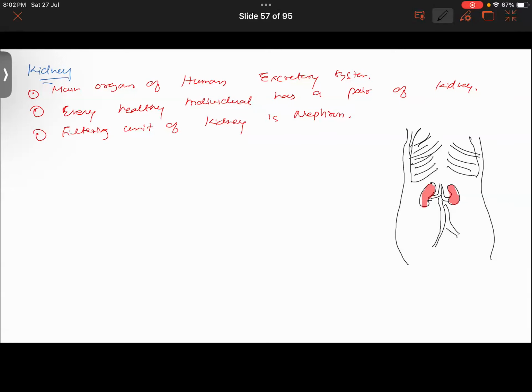After this, we would be learning about the ureters. Right beneath the kidney, there would be two pipes running down like this, two tube-like structures that we call ureters.